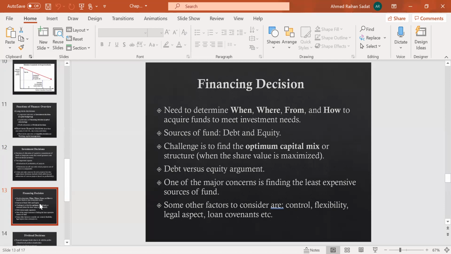And equity is comparatively less complex because there are not many parts to it. One is preferred, one is common. We'll go deep into that when it comes to the calculation part of debt and equity.